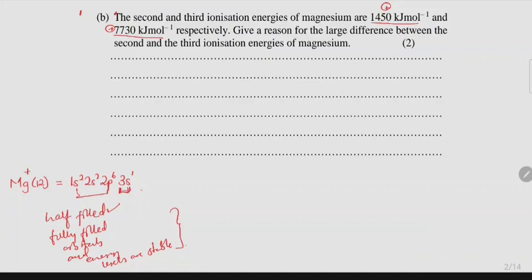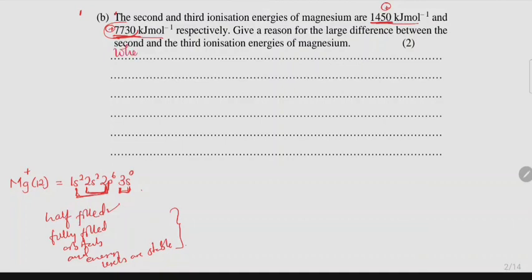Okay. Now, this is the first ionization energy, right? This is magnesium plus. Now, what if we lose another electron? Now, this one becomes 3s0, isn't it? Now, we are coming to a fully filled second energy level. It's fully filled. So, to remove an electron from the next one, it will be 7730. So now, give a reason for the large difference between the second and third ionization energy of magnesium.